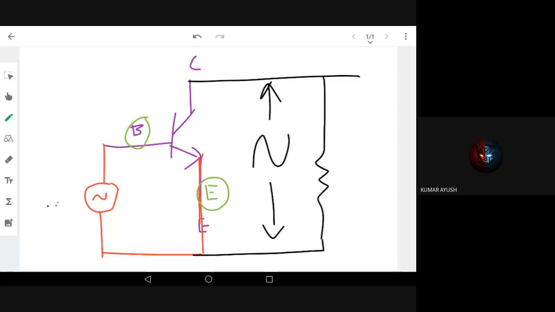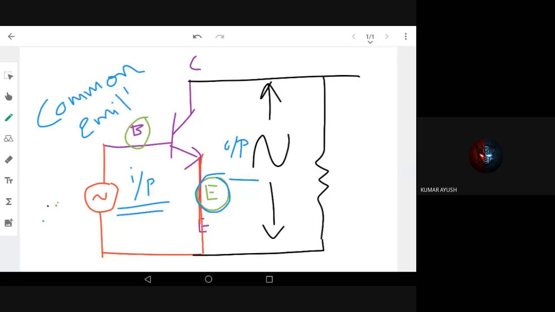Although I'm just symbolically representing these things, in actuality this circuit doesn't work because there is no voltage. DC voltage is not given. But you can see the only thing here is that I'm keeping the emitter common between input and output. This is input and this is output. The only terminal common between input and output is the emitter. So this is called common emitter connection.